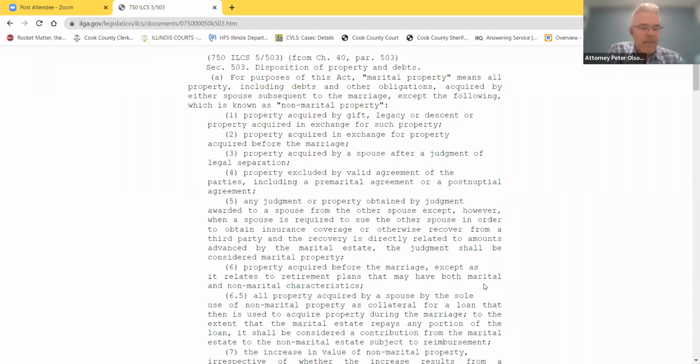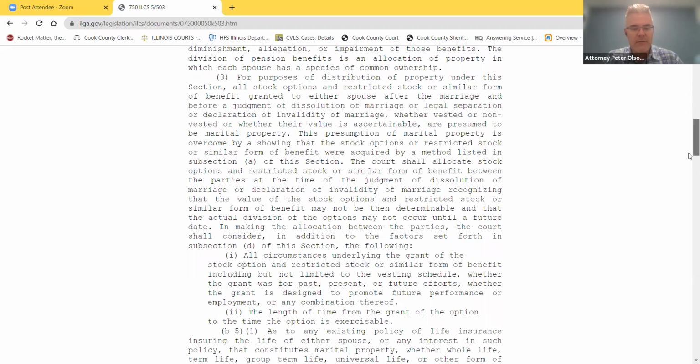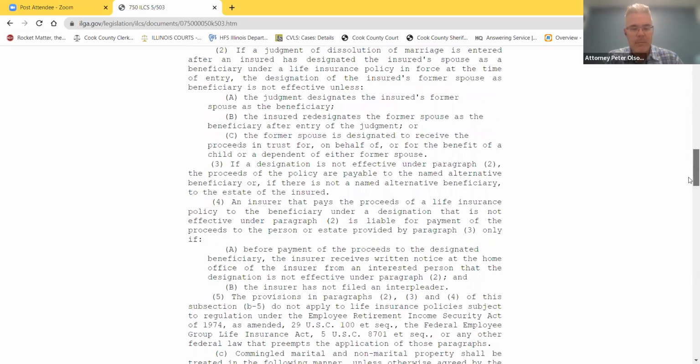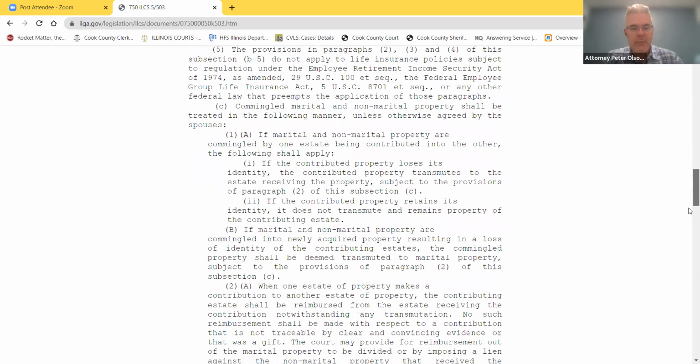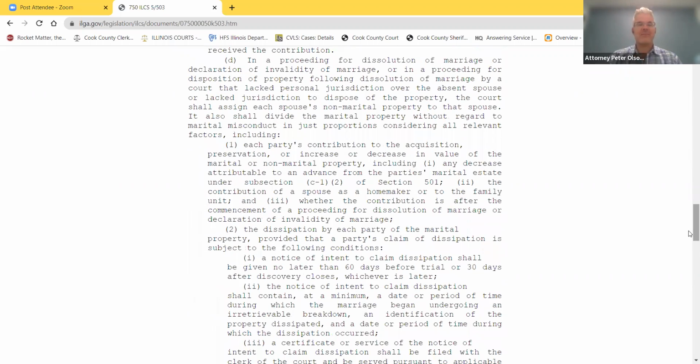So that's my attempt to answer that first question. What property are we actually talking about when we're talking about property division related to your divorce? Now, let's go further down this law a little bit and talk about how property does get divided. And I need to keep this short because how it gets divided is kind of a deep dive.